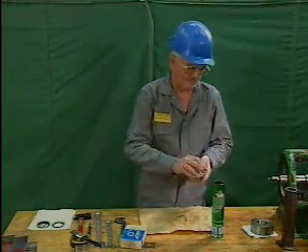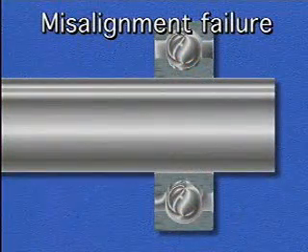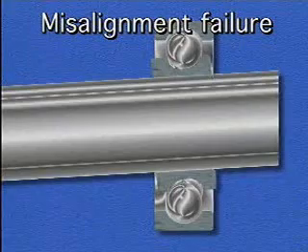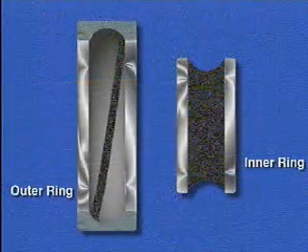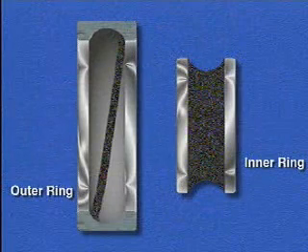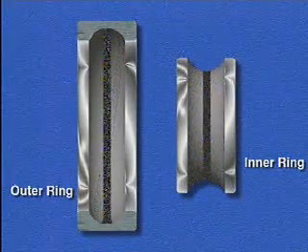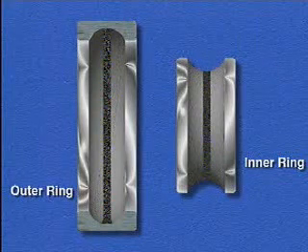or using contaminated lubricant. Misalignment failure is a type of failure that occurs when one ring of a bearing is out of line with the other. The primary sign of misalignment failure is unusual wear marks on the inside of the rings. A normal wear pattern follows the center of the ring.